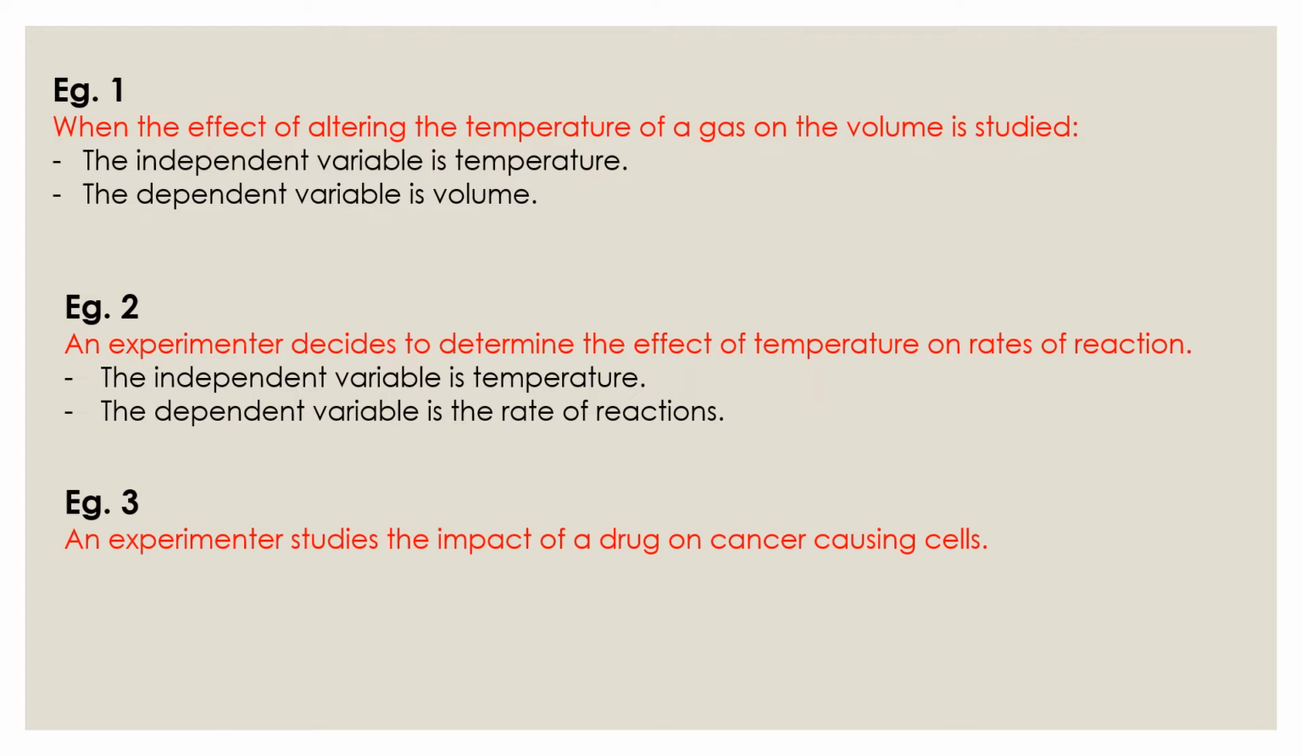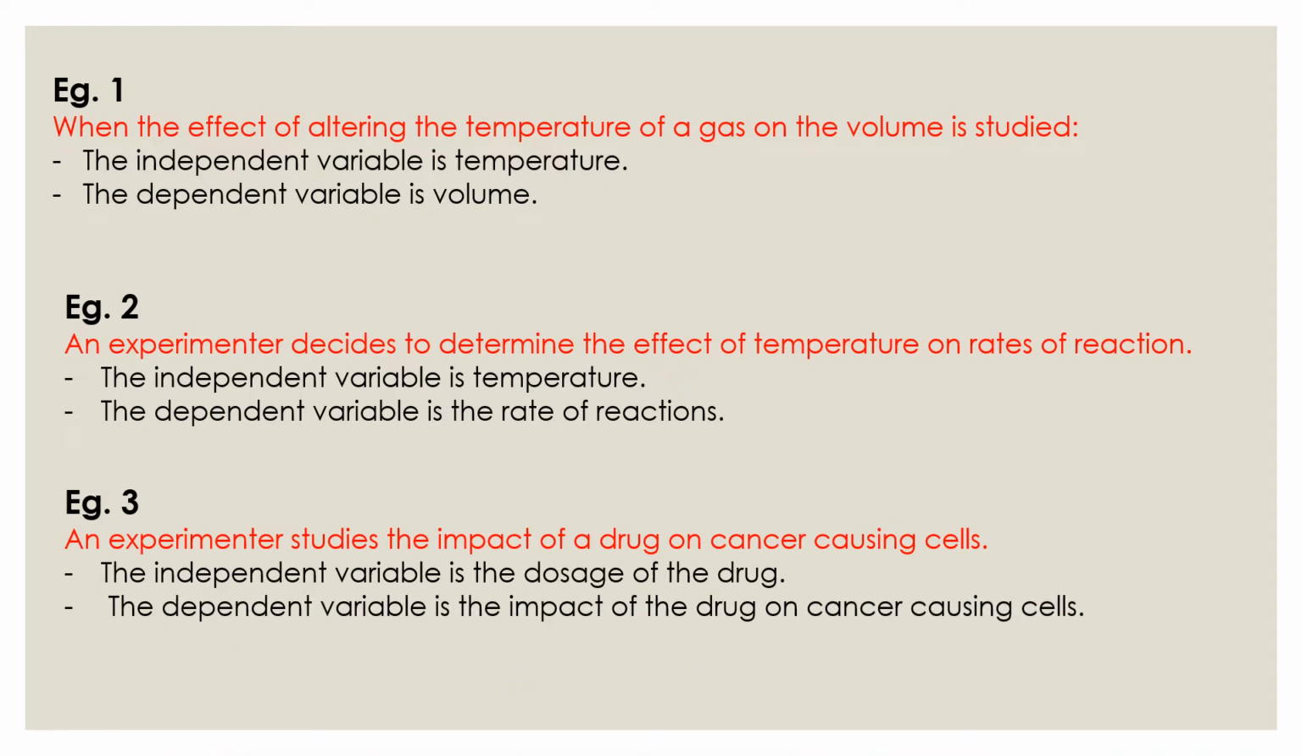Example number 3. There is an experiment which studies the impact of a drug on cancer-causing cells. So what is going to affect the results here? Are the cancer-causing cells going to affect the impact of the drug, or is the drug going to affect the cancer-causing cells? The drug is going to alter the cancer-causing cells. Therefore, the independent variable is the amount or the dosage of the drug, how much drug is administered to the cells, while the dependent variable is the impact of the drug on the cancer-causing cells. What is the effect of the drug when it is administered on the cells?